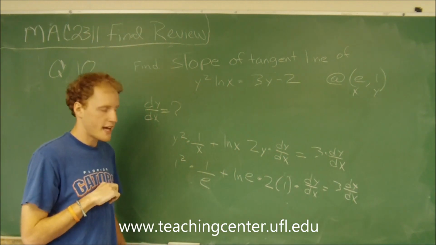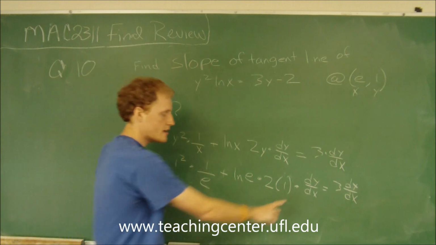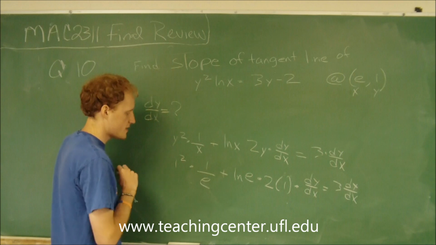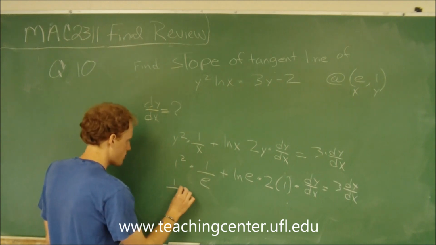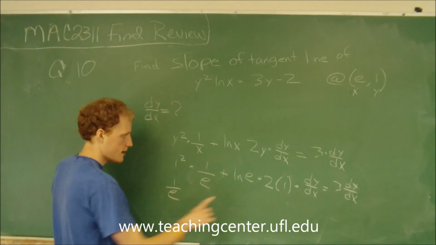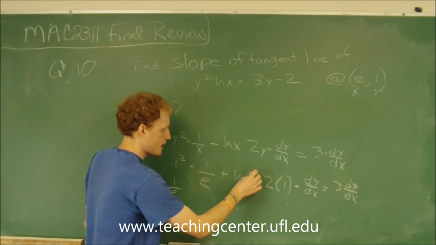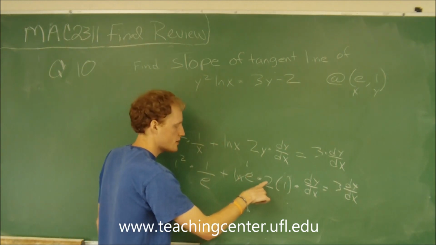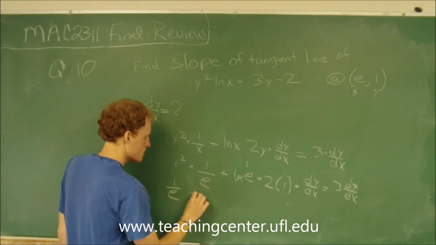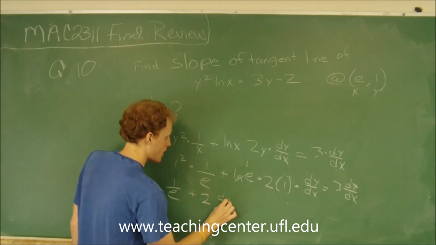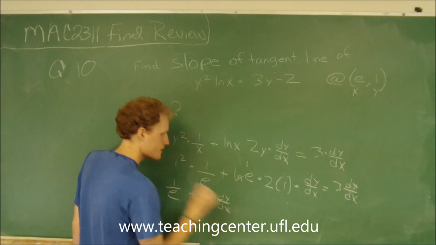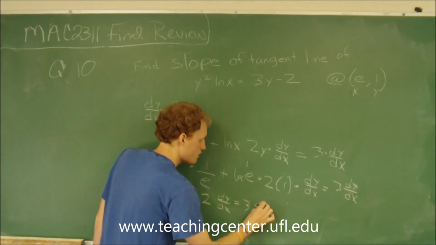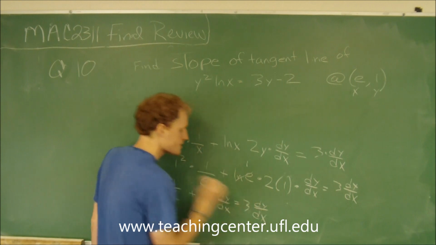And so, all we have to do is simplify and solve for dy over dx. This first part becomes 1 over e. The natural log of e is 1, so this is 1 times 2 times 1. So it's 2 dy over dx. That should equal 3 dy over dx.